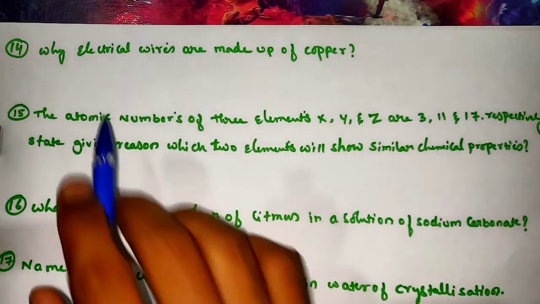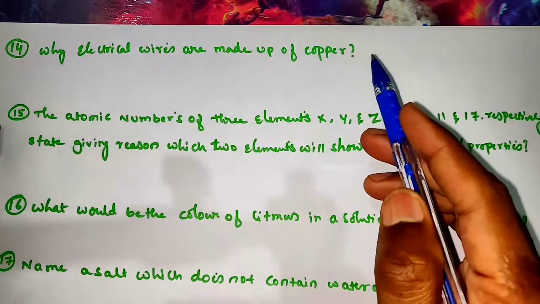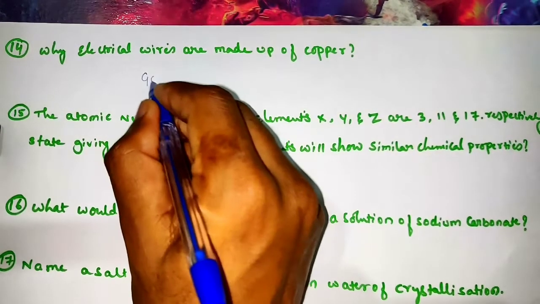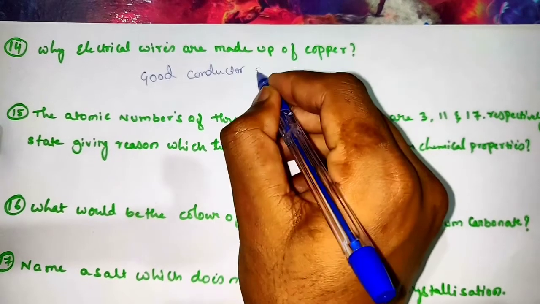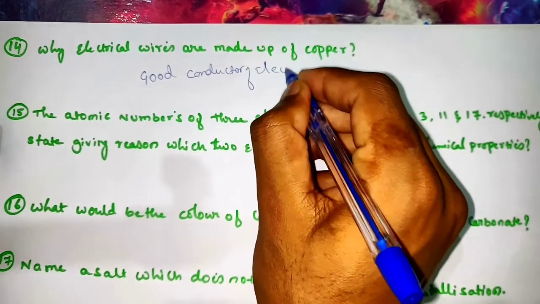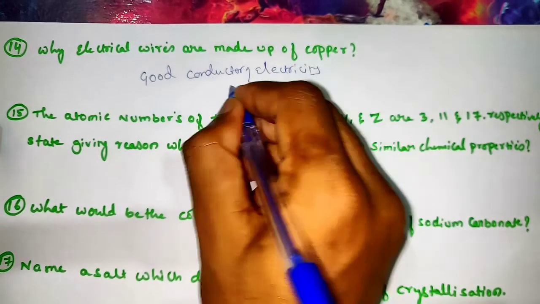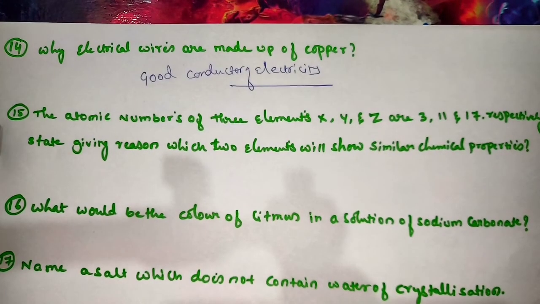Next question is, why are electrical wires made up of copper? Because copper is a good conductor of electricity. Good conductor of electricity. So it is used in the electrical wires. So we'll move to the next question.